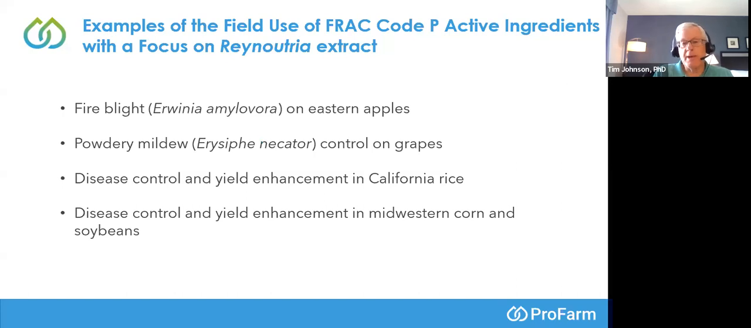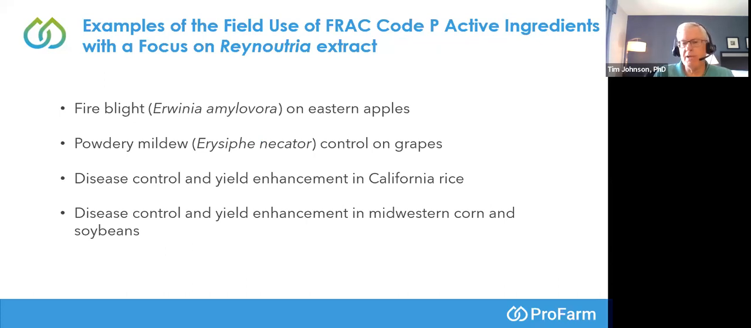So let's talk a little bit about some examples in the field of using these sorts of active ingredients. I've got 4 up here. 2 are really focused on disease control, and 2, although it says disease control and yield enhancement, it's really more on the yield enhancement or plant health biostimulant effects.